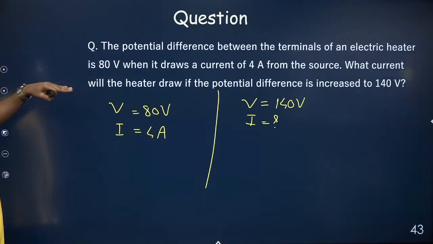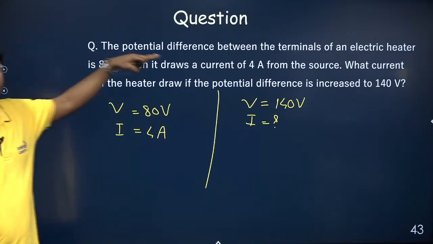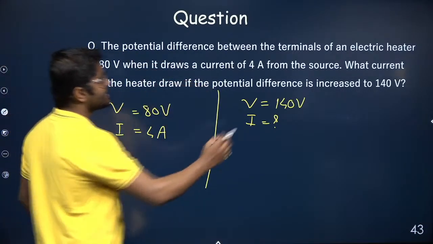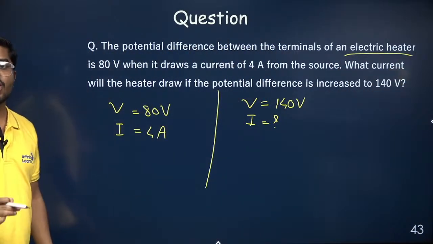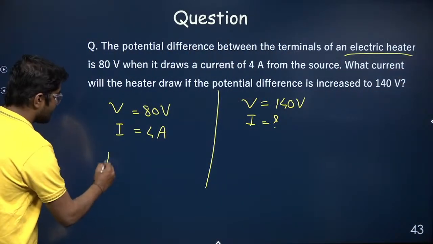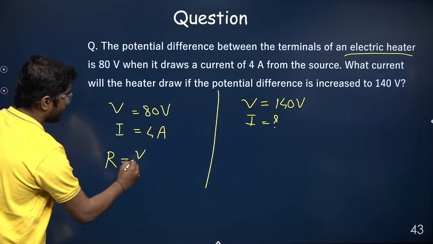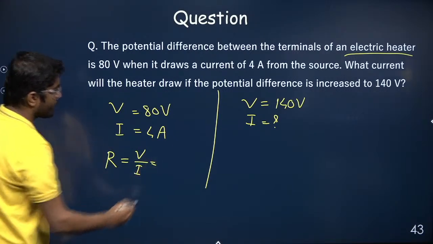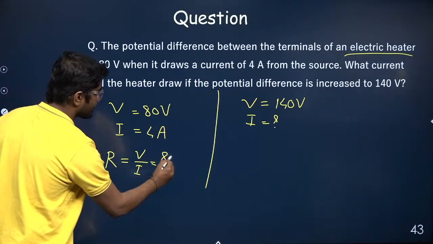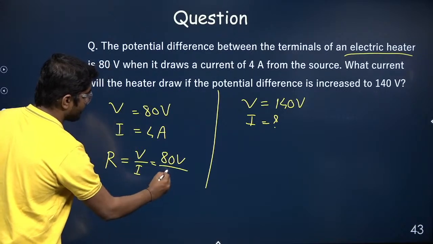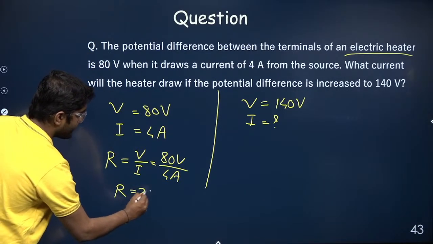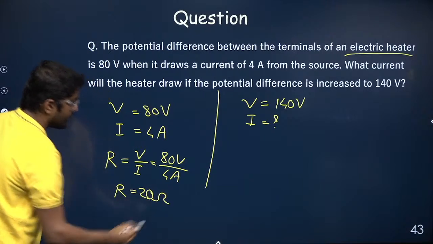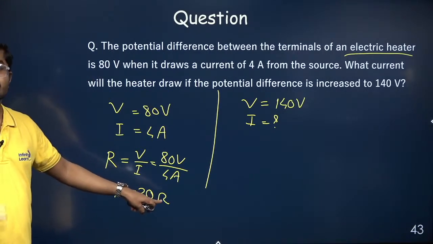So what is constant here? We are using the same heater, correct? It is the same heater. That means the resistance is constant. How will you calculate resistance? Resistance is V divided by I. What is voltage? 80 volts divided by current, which is 4 amperes. So the resistance is 20 ohms. This resistance value is constant, it is fixed.